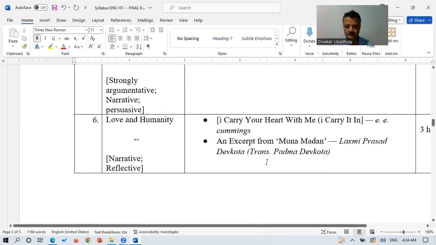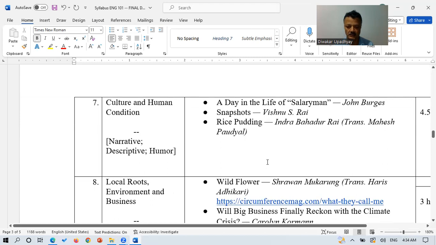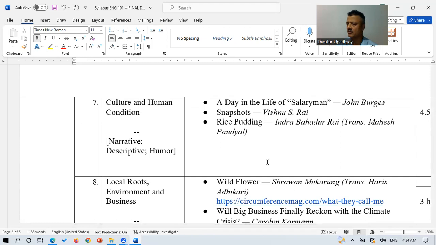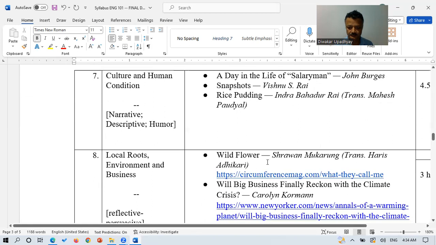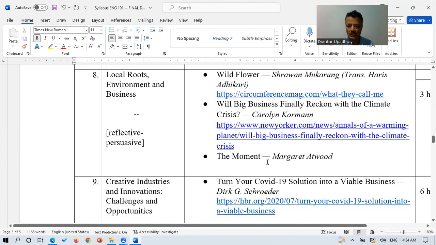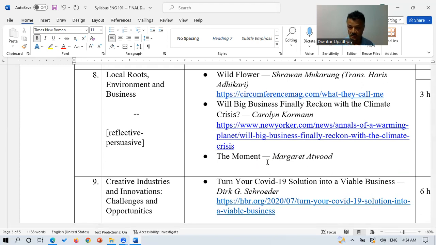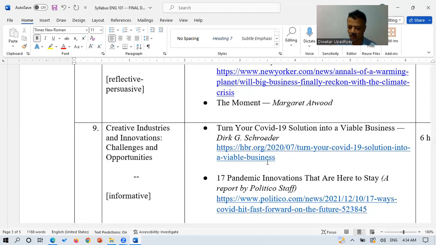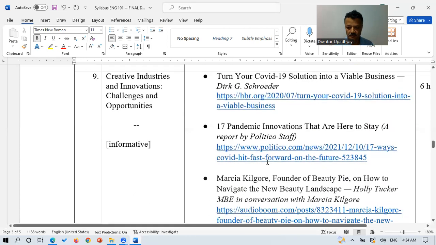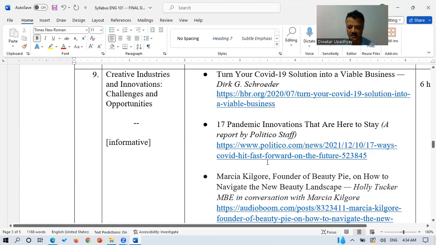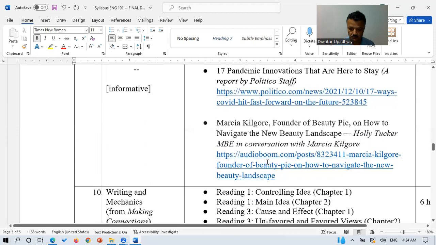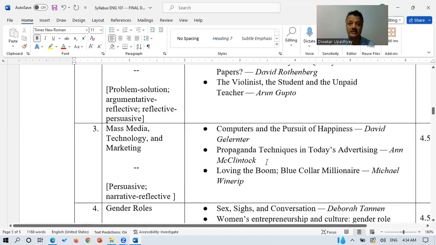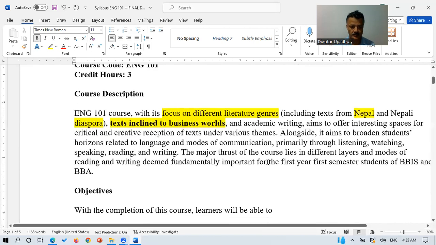Then, okay, A Day in the Life of a Salaryman also relates to business. Then Will Big Business Finally Reckon with the Climate Crisis? You have the theme of business. Then Turn Your COVID-19 Solution into a Viable Business, another text with the theme of business. 17 Pandemic Innovations That Are Here to Stay, another article on business. So these are some of the writings with the theme of business. So there will be essays and other writings related to the theme of business.